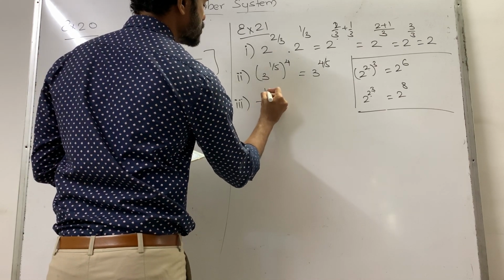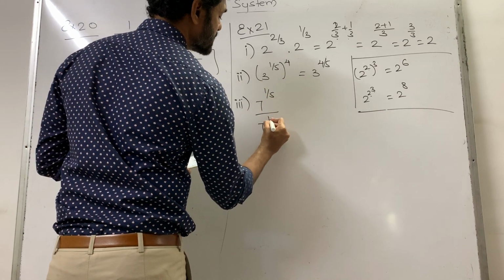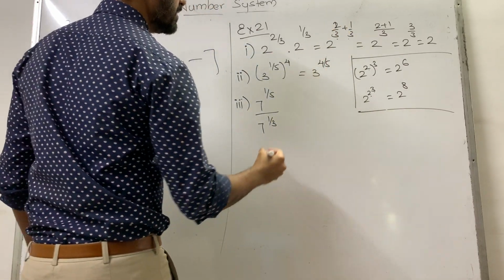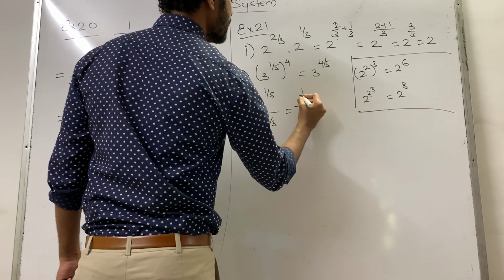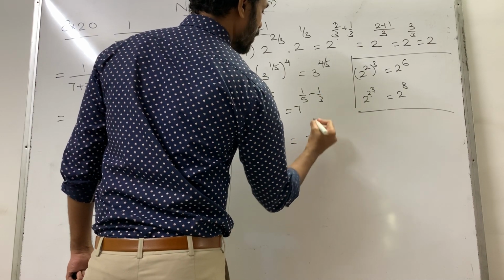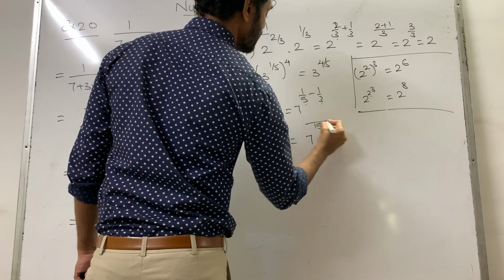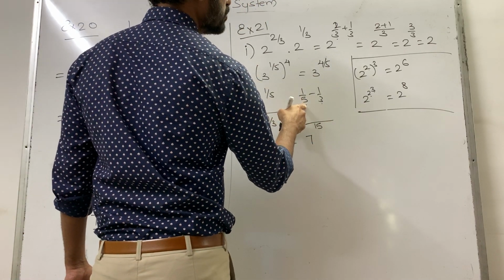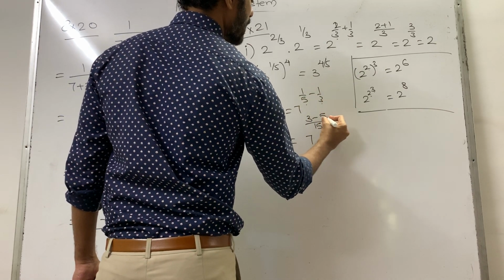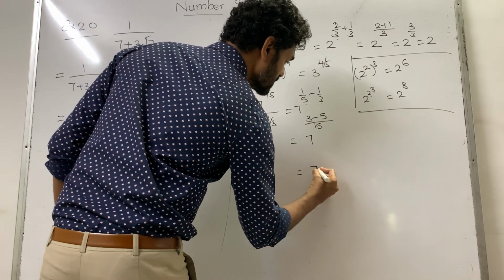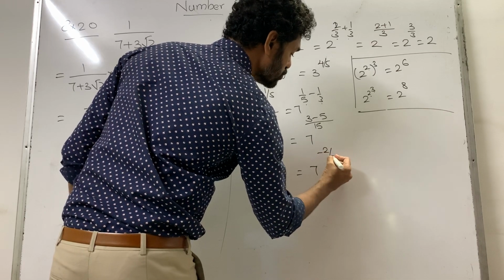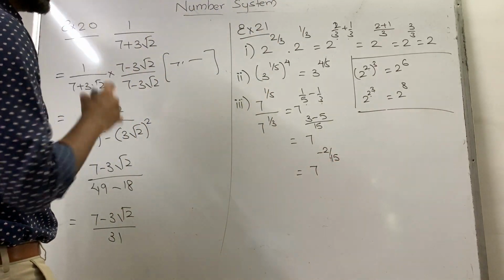In the third sum it is 7 raised to 1 by 5 divided by 7 raised to 1 by 3. In multiplication what we do is we add the power, in division we subtract the power. So it will be 1 by 5 minus 1 by 3. Now what is the LCM of 5 and 3? The LCM of 5 and 3 is 15. 5 into 3 is 15. 1 into 3 will be 3. 3 into 5 is 15. 1 into 5 is 5. 3 minus 5 is minus 2. So you write your answer as 7 raised to minus 2 by 15.